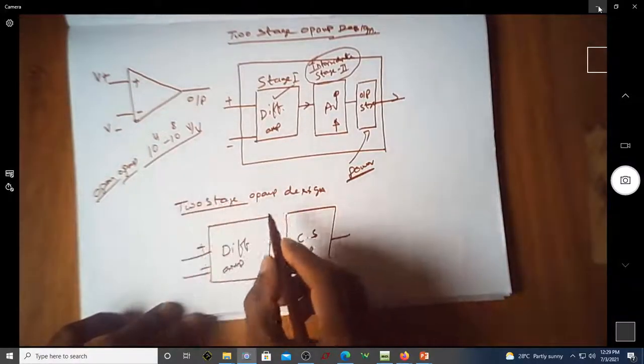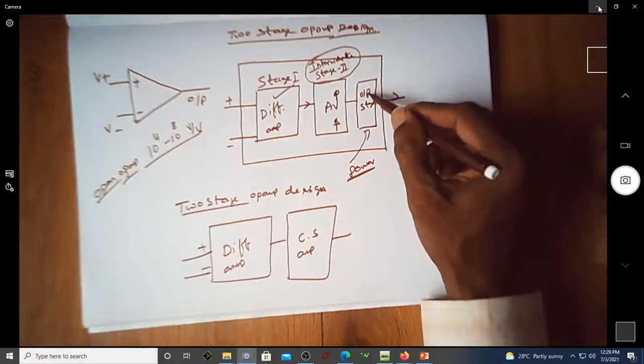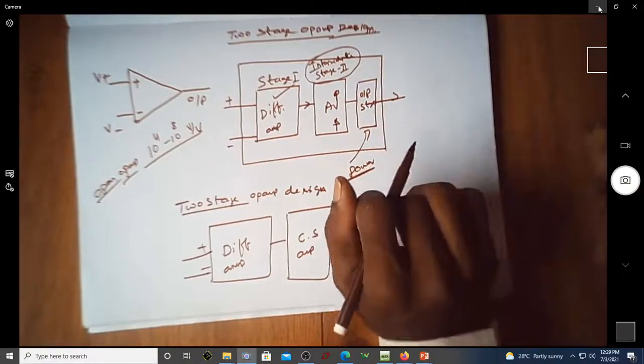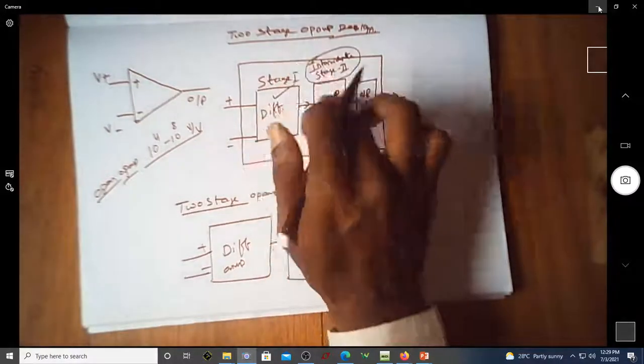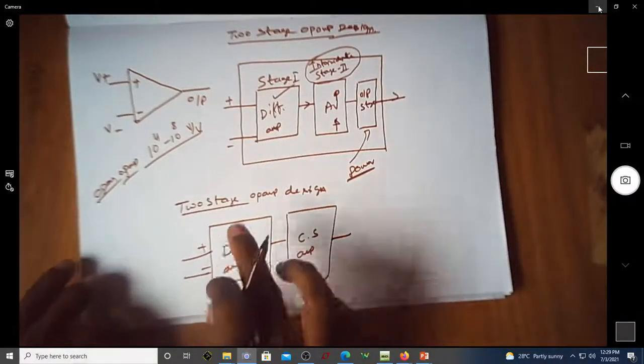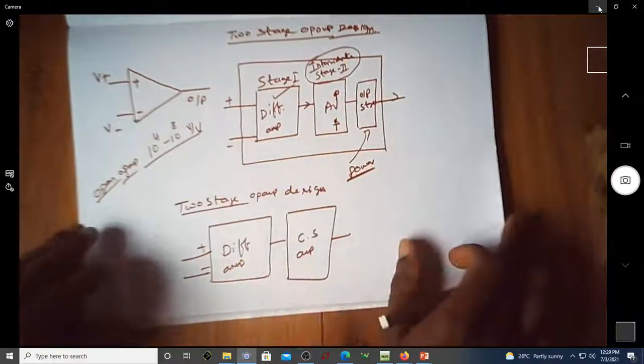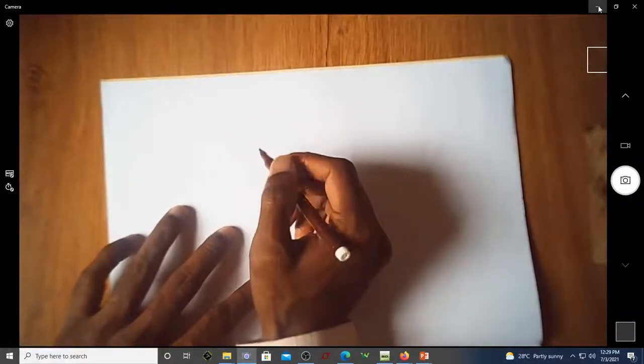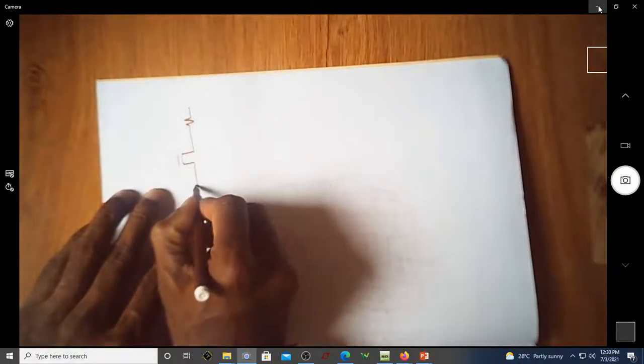In this two-stage amplifier, of course, we're not touching the output stage, which is for boosting the power capabilities of this entire signal. So in this two-stage differential amplifier, we just concentrate on these two stages. Okay, let us move on with this differential amplifier. So we know that a differential amplifier will certainly be realized using a resistive load.